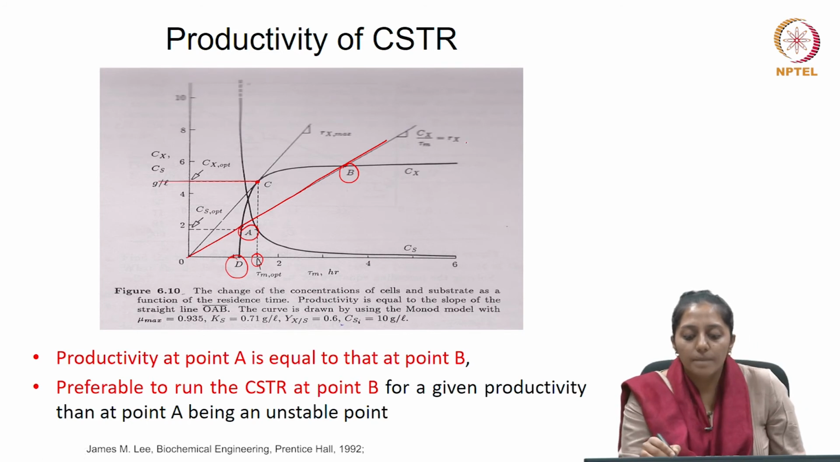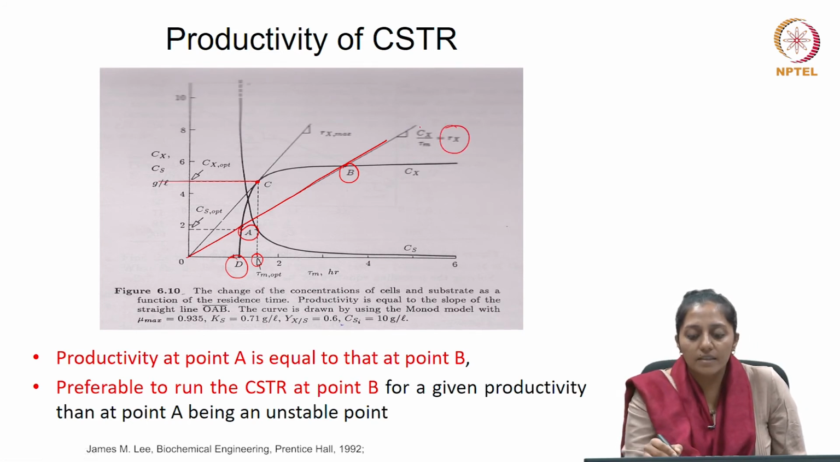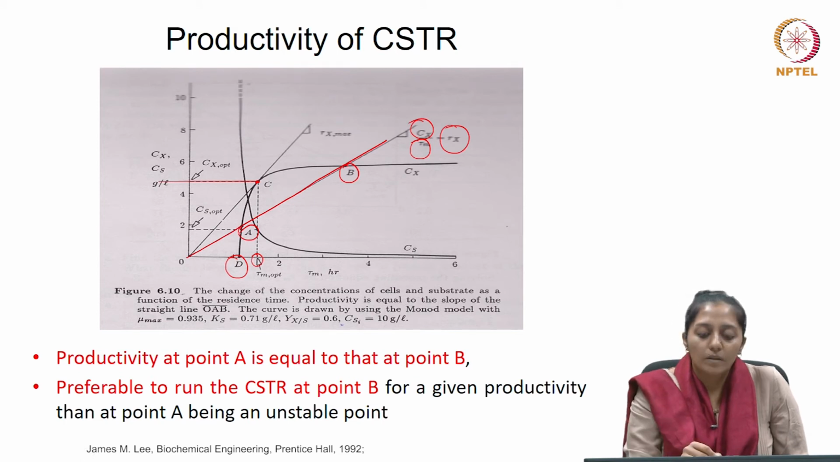So, if you see, your productivity, which is Rx, is dependent on the Cx and the tau m. Higher the value of Cx, higher will be the productivity. Lower the value of residence time, higher will be the productivity. So, if you see at point A and B, at point B, the residence time is high and the biomass is also high, and at point A, the residence time is low, which means the dilution rate is high while the biomass is less.